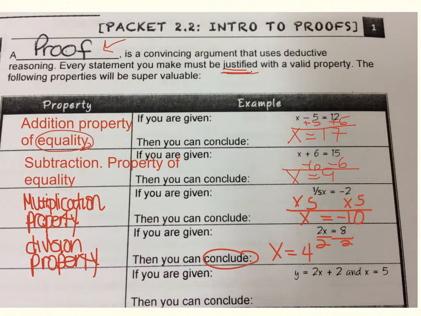Here we have y equals 2x plus 2 and x is equal to 5. This is going to be substitution, so we're going to substitute 5 for x, and we get 2 times 5, which is 10. So y is equal to 10 plus 2, and so therefore y is equal to what? 12. What can we conclude? That y is equal to 12.